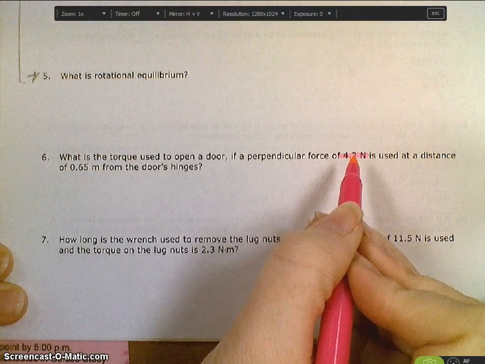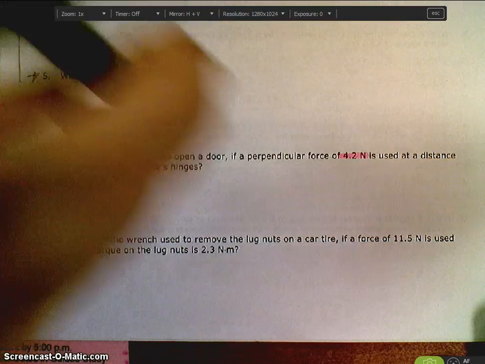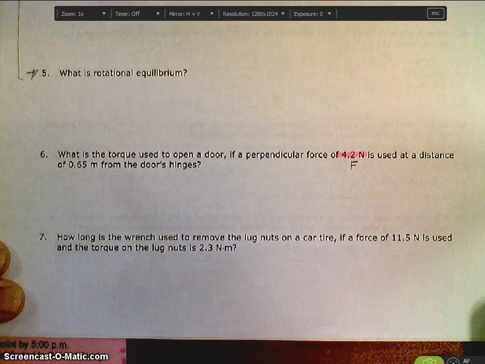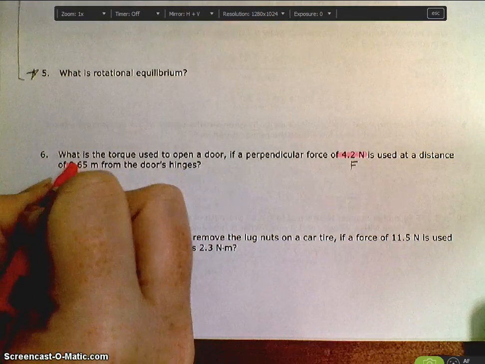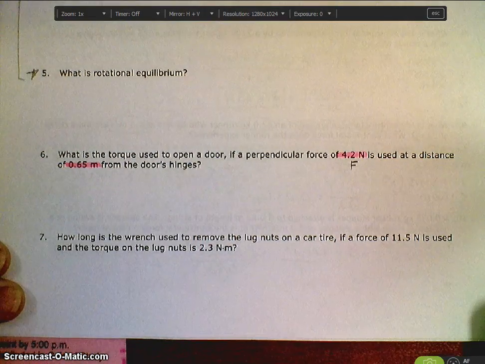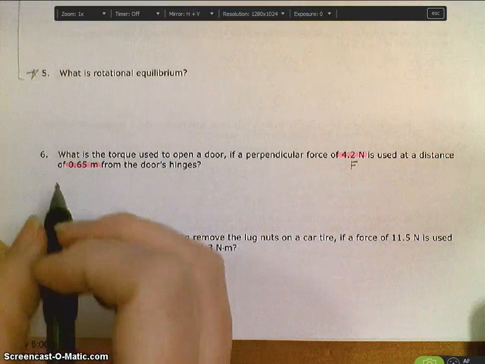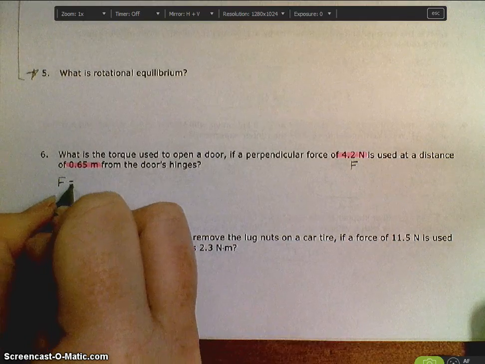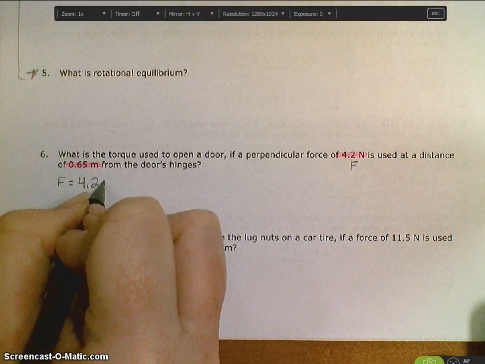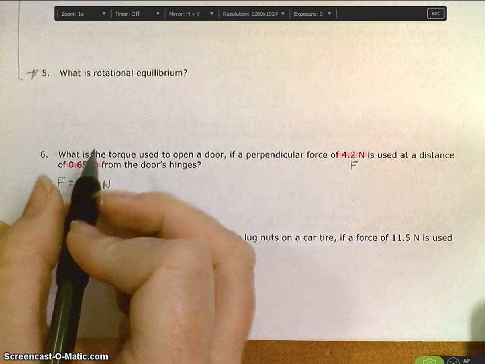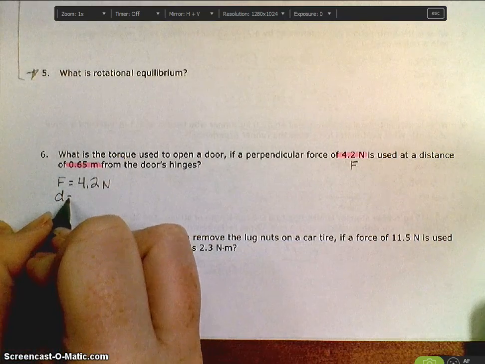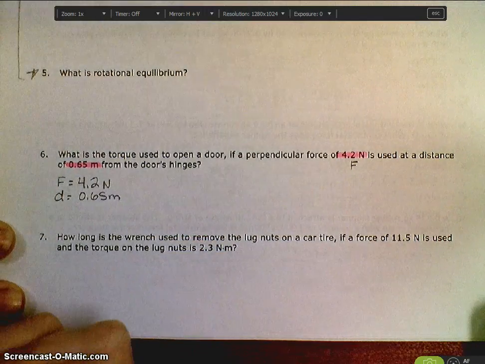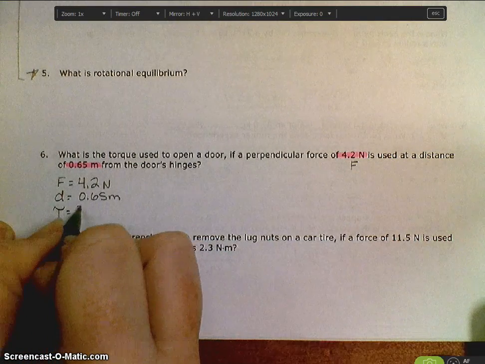So 4.2 newtons, all that you really need to recognize again is that that is a force, and it's used to open a door when you are applying that force 6.5 meters from the door's hinges. Start out like any other problem. We know we are given a force of 4.2 newtons. We also recognize meters is our variable for distance, 0.65 meters.